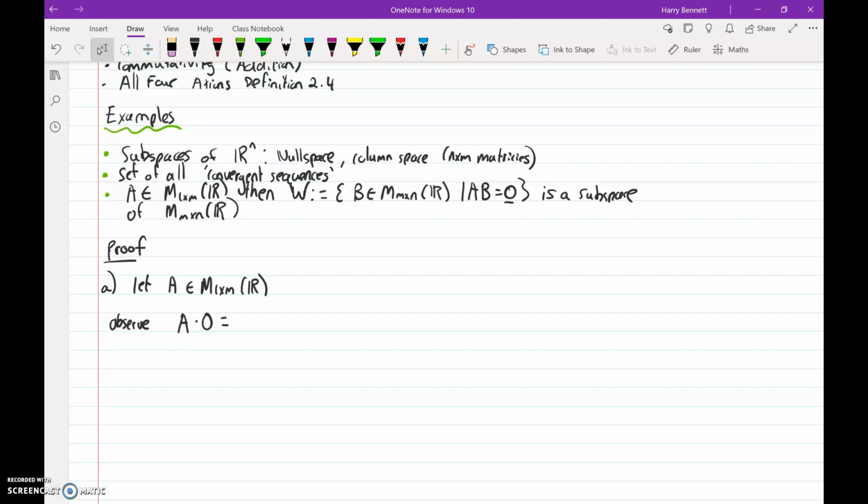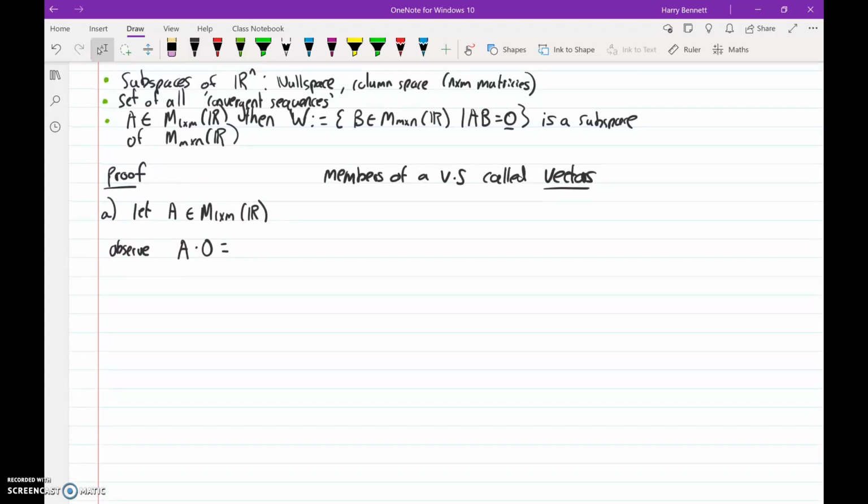Okay, so we call members of a vector space vectors. And remember, these are not just column vectors or row vectors, these are more abstract vectors. They're just elements of a vector space now.